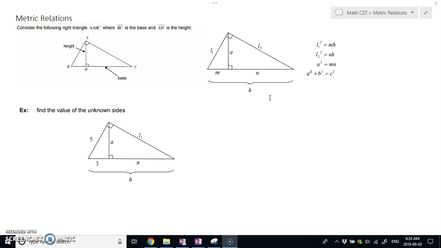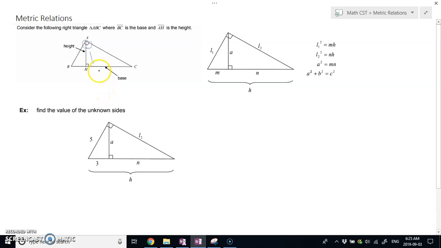So I put an instructional diagram up top where I ask you to consider the following right triangle ABC, where BC is the base and AH is the height. What you might notice about this is that AH is an altitude and BC is the base, but that the base is actually the hypotenuse of a right angled triangle. Opposite a right angle is a hypotenuse, and we're going to use that as the base of this metric relation.